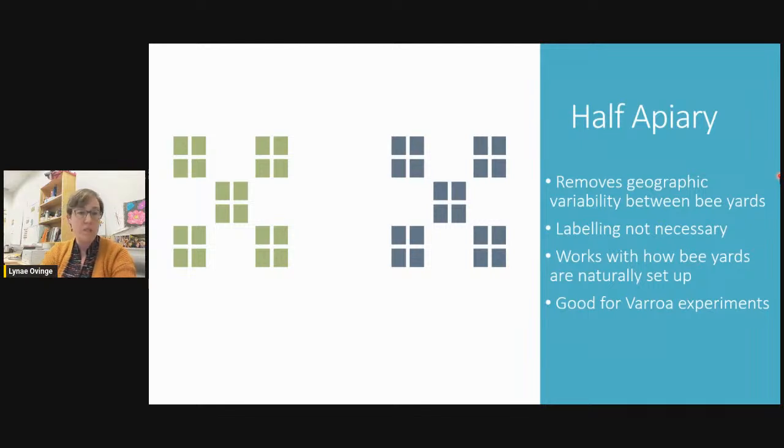It's also pretty easy to just label halves without labeling every hive. It also works with how bee yards are naturally set up. I'm not saying all bee yards are set up like this. Sometimes they are just in a long line, but a lot of them will have a break in the middle, so it works well. It's also generally good for Varroa experiments because we will have a break between two groups of hives.